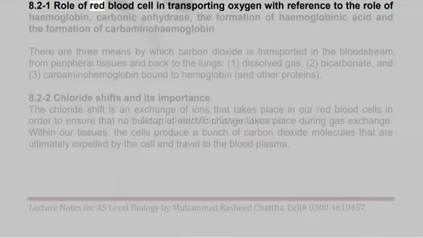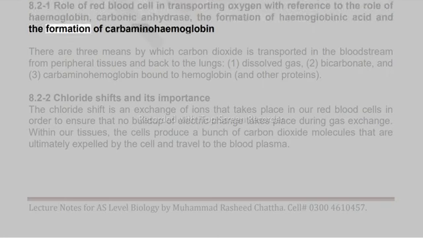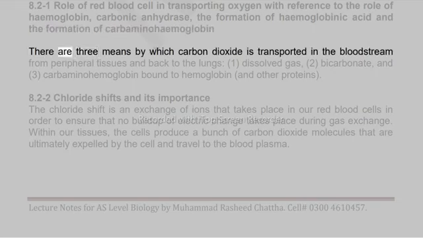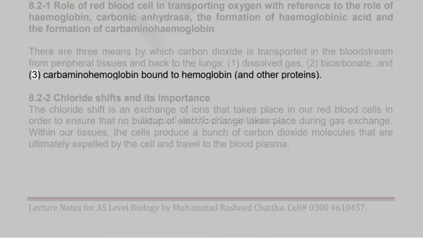8.2.1 Role of red blood cell in transporting oxygen with reference to the role of hemoglobin, carbonic anhydrase, the formation of haemoglobinic acid and the formation of carbaminohemoglobin. There are three means by which carbon dioxide is transported in the bloodstream from peripheral tissues and back to the lungs: 1. Dissolved gas, 2. Bicarbonate, and 3. Carbaminohemoglobin bound to hemoglobin and other proteins.